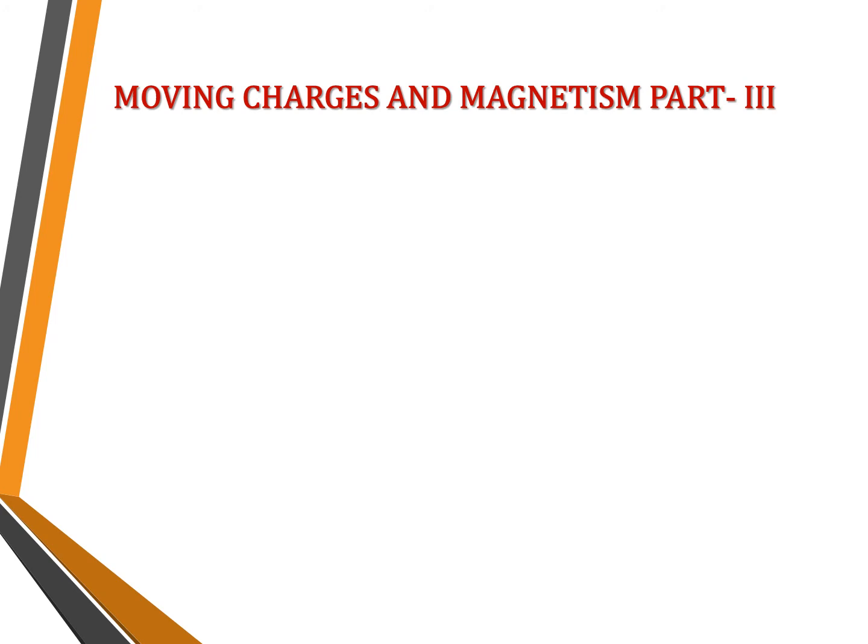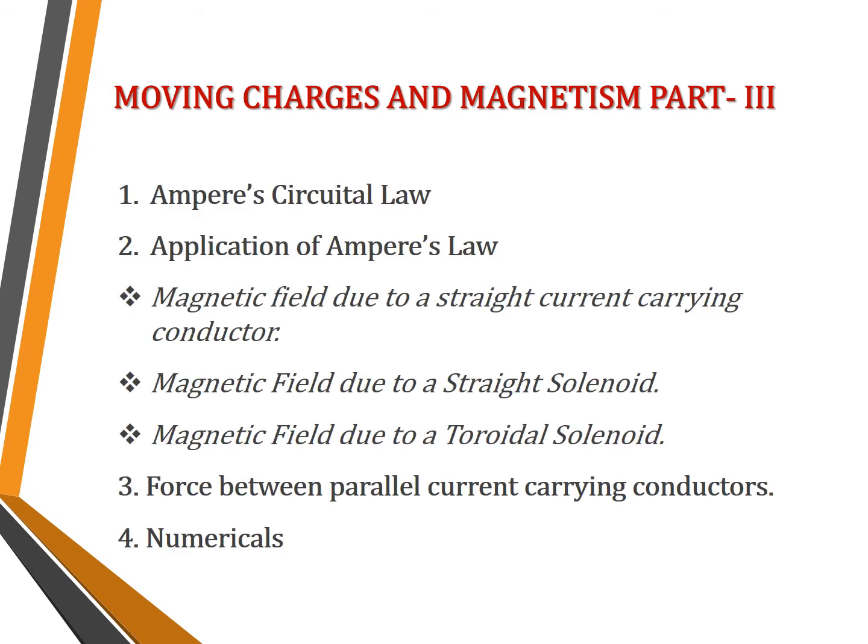Hello children. Today in moving charges and magnetism, we will study the following topics. First, Ampere's circuital law. We will see how, using this law, we can derive the expression for magnetic field due to a straight current carrying conductor, magnetic field due to a solenoid, a straight solenoid, and a toroid. We will also discuss the force between parallel current carrying conductors and derive the expression for the same, and solve some numericals based on the concepts.